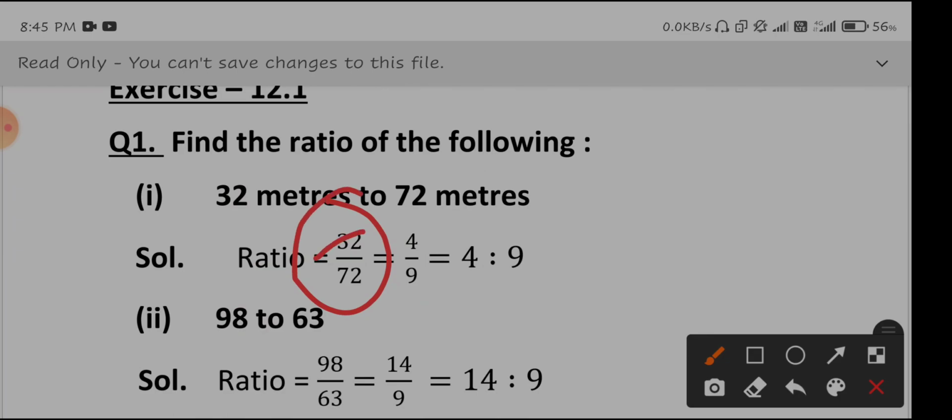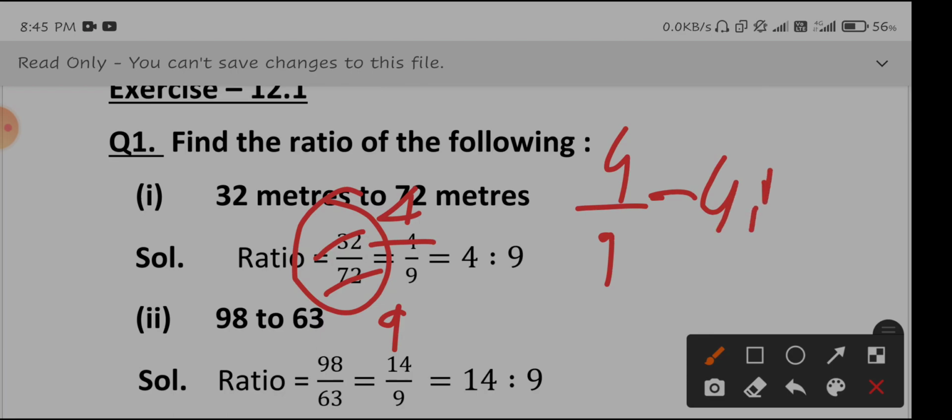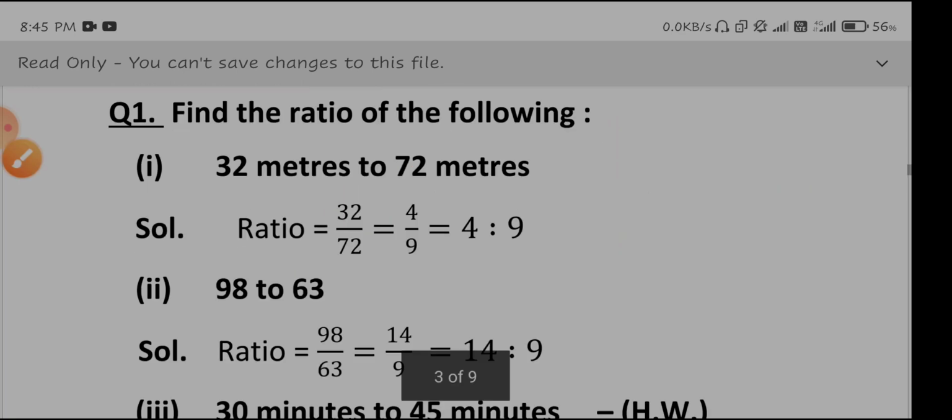So 8 4s are 32, 8 9s are 72. So 4 by 9, and 4 by 9 can be written as 4:9. So this is the ratio of 32 meters to 72 meters. The next one, 98 to 63.